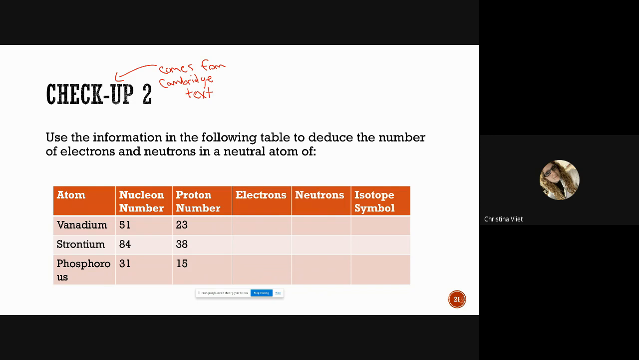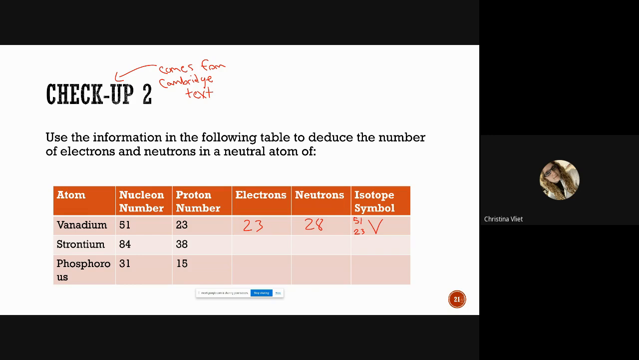All right. It's 1:50. I'm going to go ahead and start reviewing. Check to see if you got it right. Vanadium, electrons, 23. Neutrons, 28. Symbol, V, 51, 23. You don't include the neutrons at all in the isotope symbol. It's the combination of the protons and neutrons on the top for the mass, and on the bottom, it's just the protons.